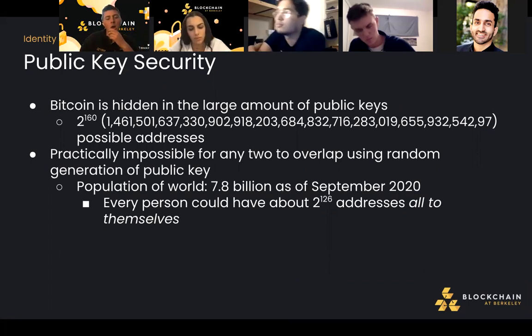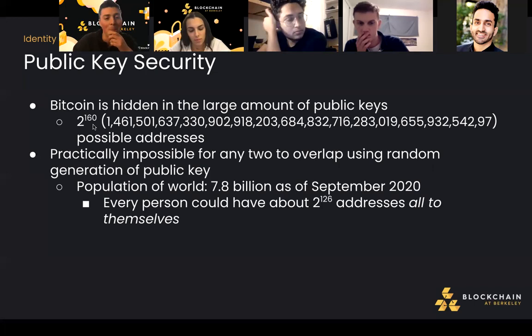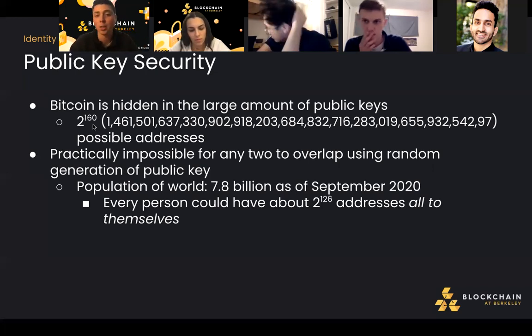Just to put this into perspective, as of September 2020, the population of the world was 7.8 billion. If we wanted to span this number of addresses and public keys, every person would have to take 2 raised to the 126th power all to themselves. Imagine every human being trying to do this, and still that is how we get overlap. So it really is practically impossible for this to occur.